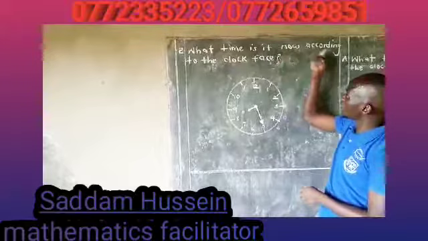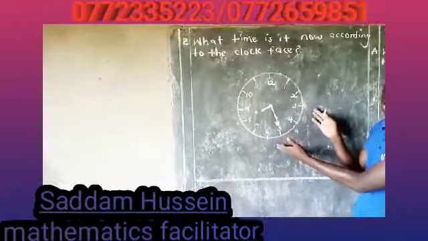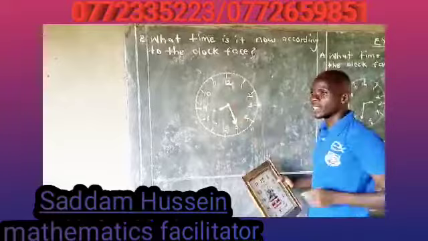So let us look at number 2. Number 2 is saying, what time is it now according to the clock face? Now, this is our clock face. Remember, I told you in the other question that we have just seen, when we are looking at the hands on the clock face, this one here is representing the hour hand, and this one represents the minute hand.